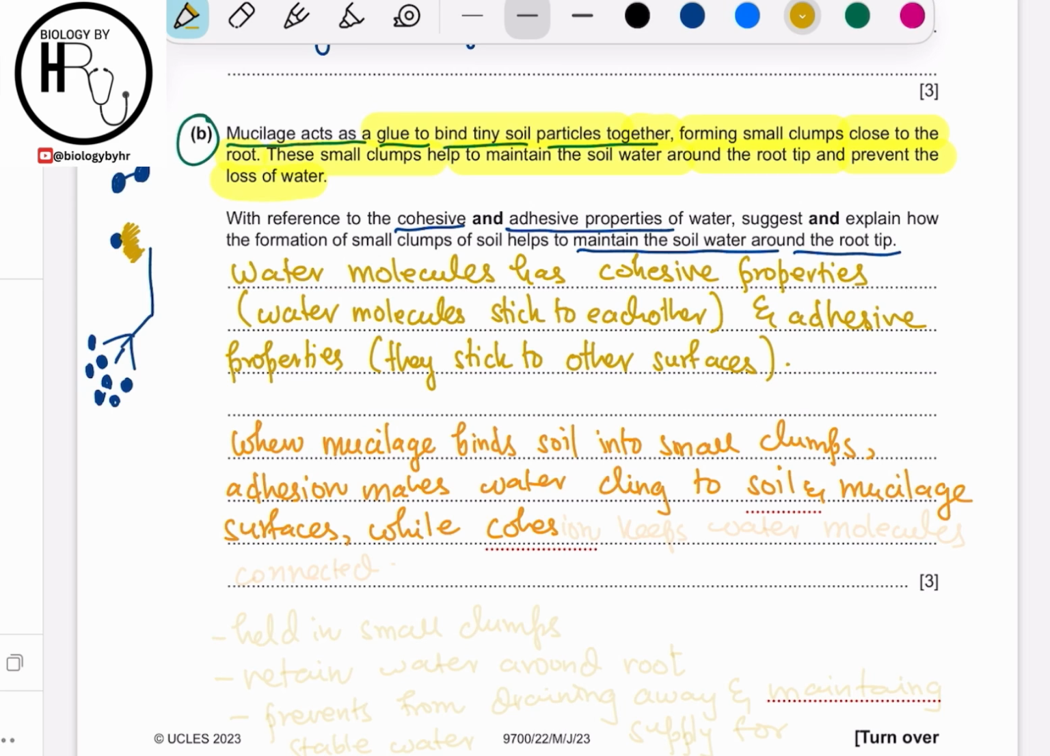So this adhesion property is basically going to allow the water to be held in the small clumps of the soil near the root tips. And then what is going to happen, this is adhesion. Then the cohesion is basically going to keep the water molecules connected together, right?